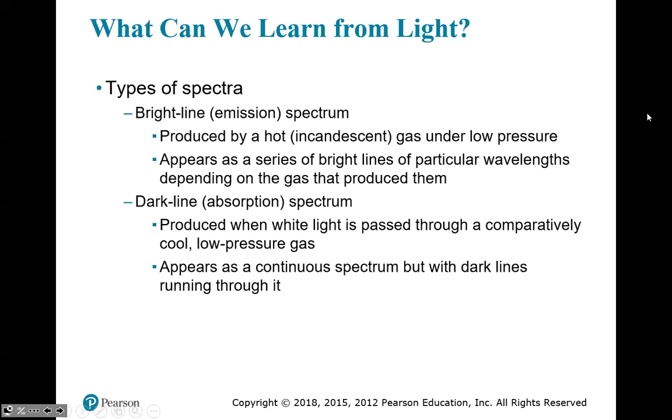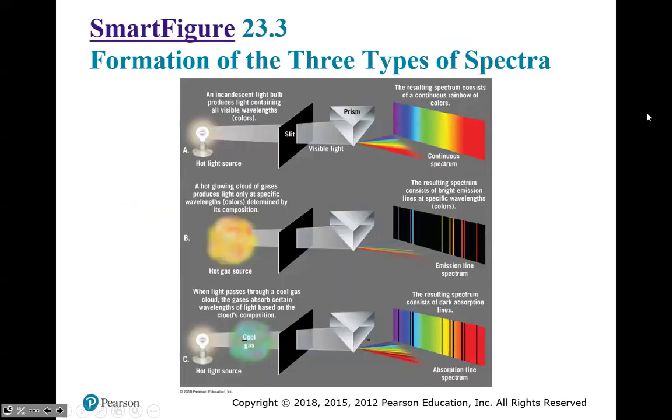And this type of absorption spectrum is the most common type of spectroscopy that gets used because it lets you identify whatever light is passing through. If you want to study something on Earth, you can shine specific light through it to study its absorption spectrum to get information about it. It's a continuous spectrum with dark lines running through. So the three types of spectra: a hot light source will generate a continuous spectrum, like the sun.